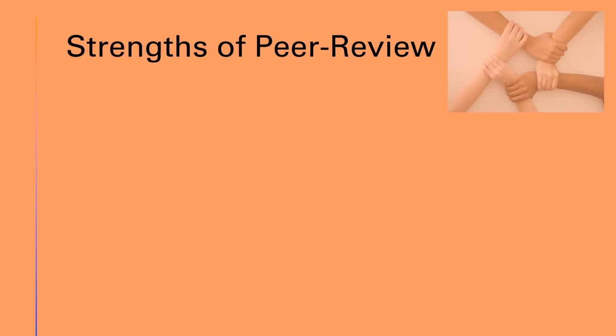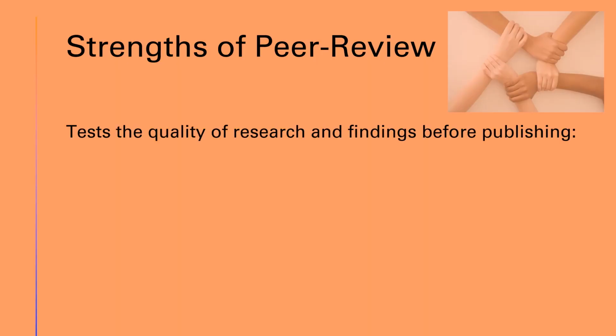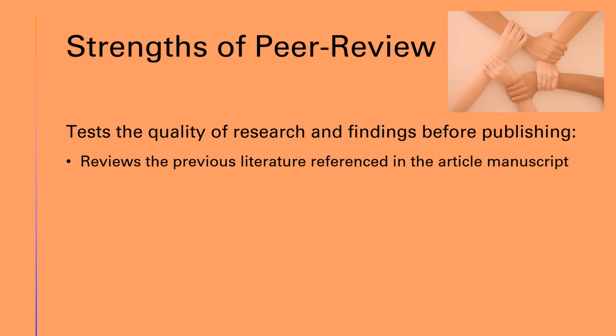So let's first cover the strengths of peer review. Peer review is very robust, and it's really focusing on testing the quality of research and findings before an item is published. And there's a few areas that peer reviewers look at closely. The first is they look at their literature section, and they're focusing on, is the proper literature being referenced? Is a major aspect of the literature missing?